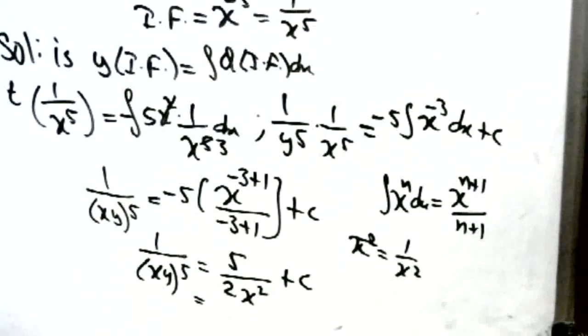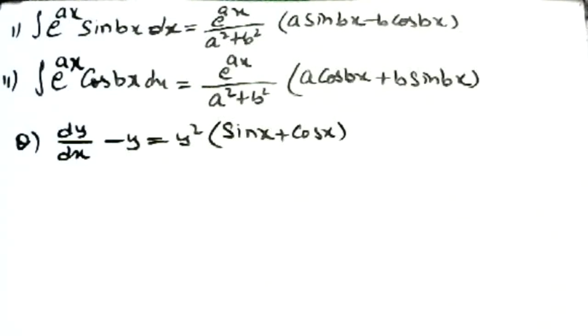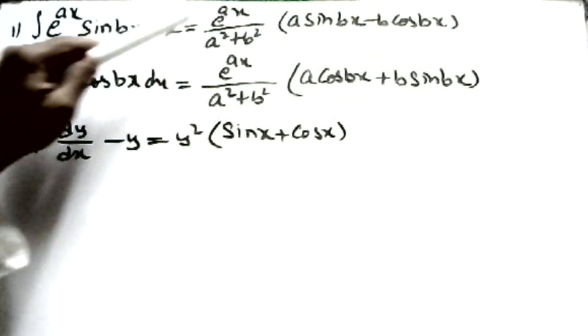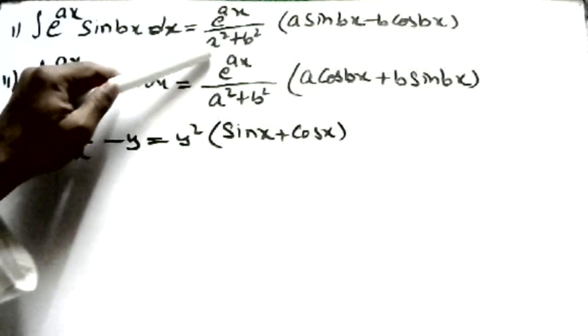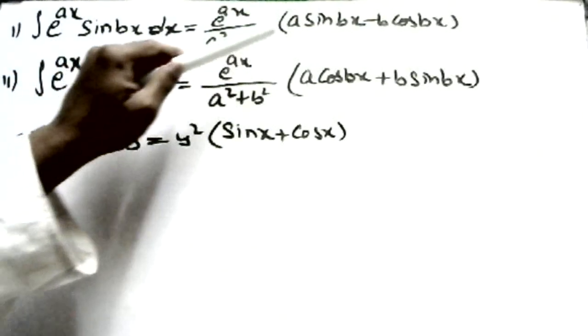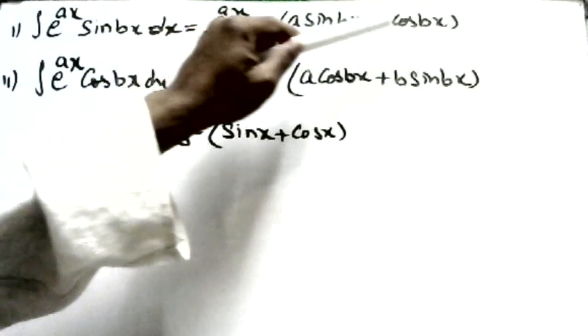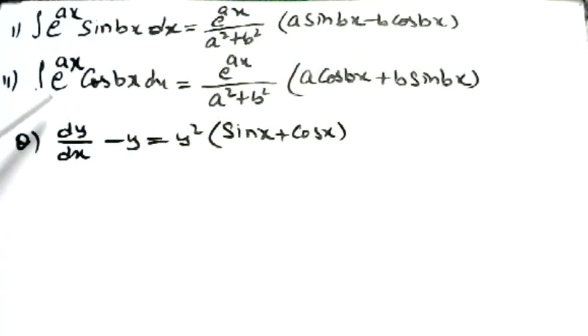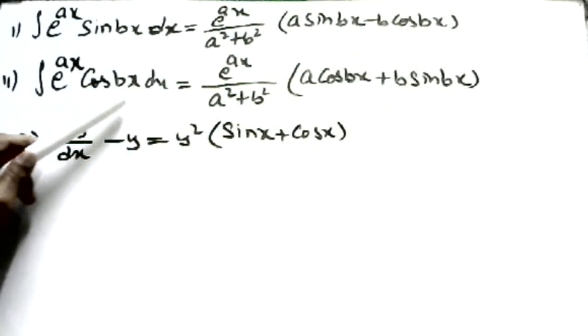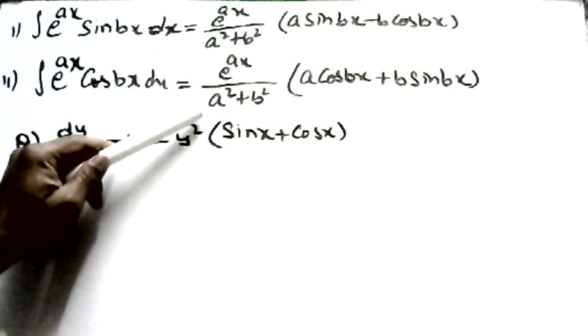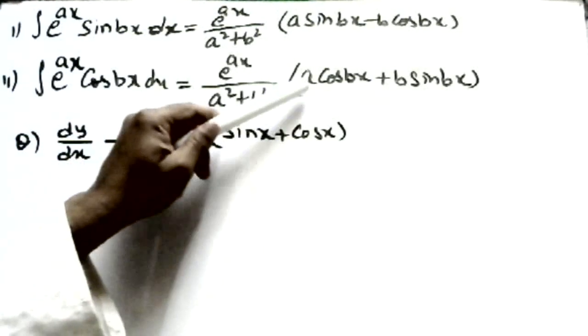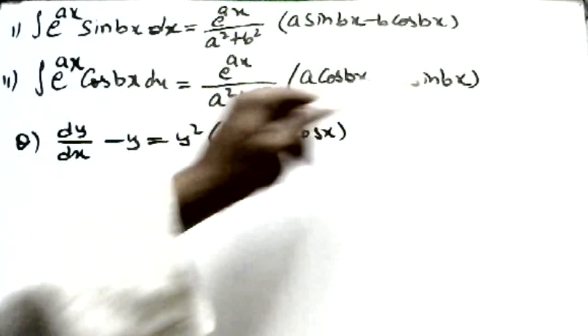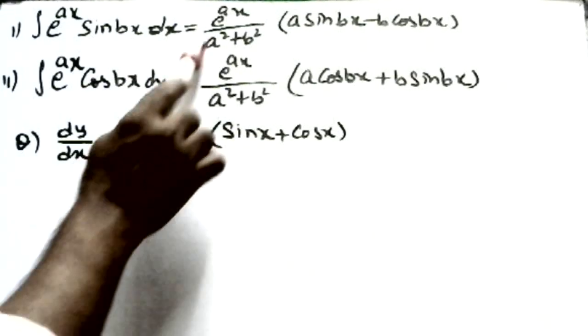Let me do one more question on this. Now see the next question. Before going to the question, let me show these formulas. Okay, we are going to use these formulas in the next question. Integration of e power ax sine bx is e power ax by a square plus b square into a sine bx minus b cos bx. In the same way, integration of e power ax cos bx equals e power ax by a square plus b square into a cos bx plus b sine bx.